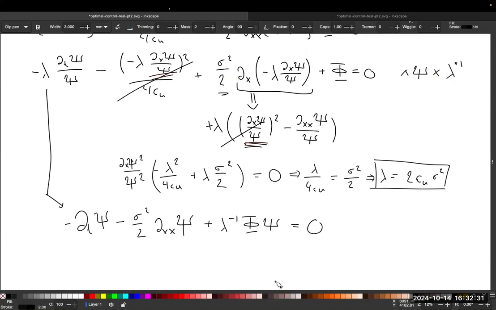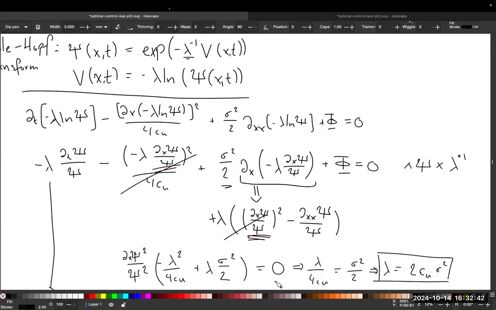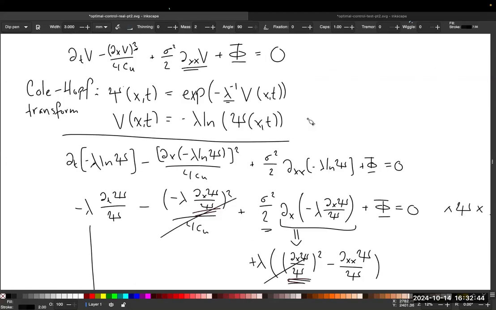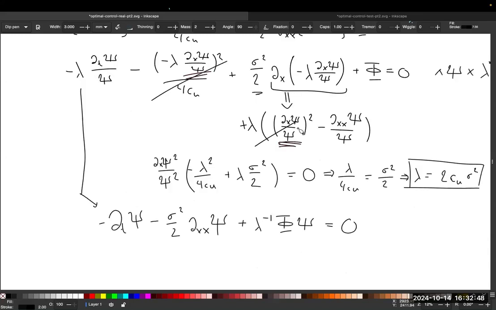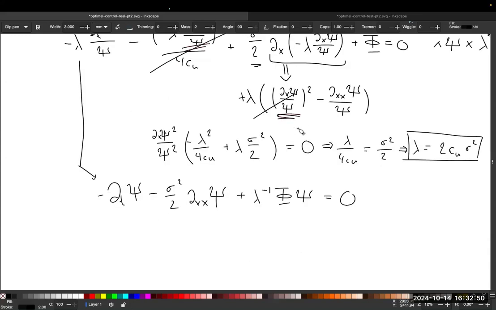So this is a linear equation. By the Cole-Hopf transform, we're able to find an equivalent linear PDE. Once we find this psi, we can apply our inverse transform up here, this thing right here, in order to recover our v, which is our cost to go function.